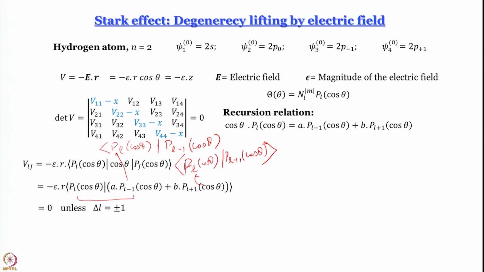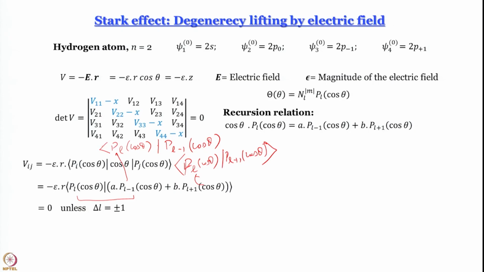Now let us think: V11, V22, V33, V44 are very easily all equal to 0, you do not have to worry much, because of course delta L is not equal to plus or minus 1, it is 0. So, V11, V22, V33, V44 are gone.